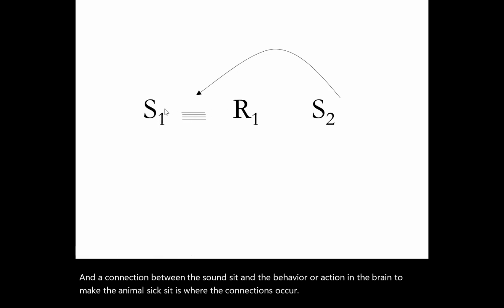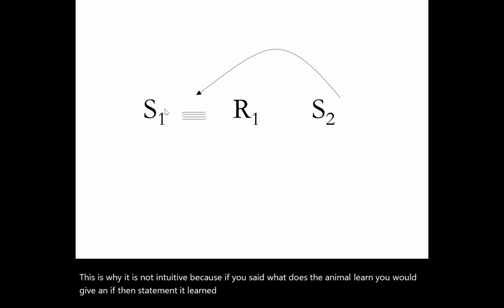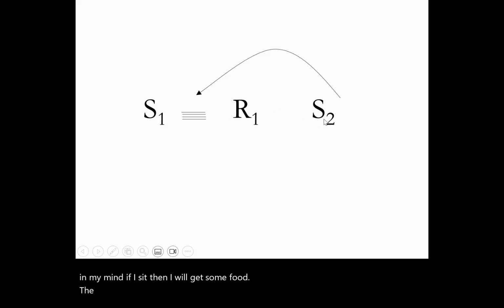This is why it is not intuitive. Because if you said, well, what does the animal learn? You would give an if-then statement. It learned that if it sits, then it will get some food. Well, I know in my mind, if I sit, then I will get some food. The response R1, S2 is where one might think a connection is formed, but it doesn't.